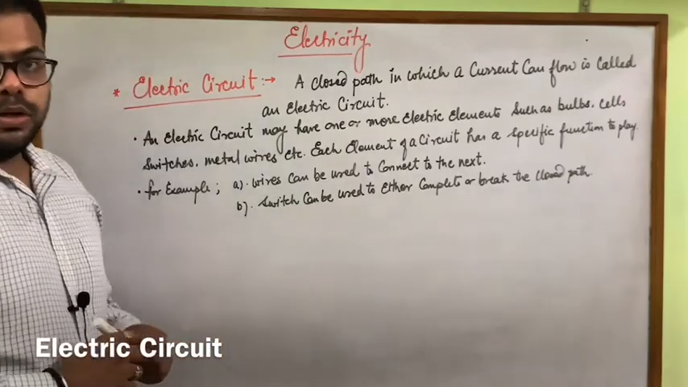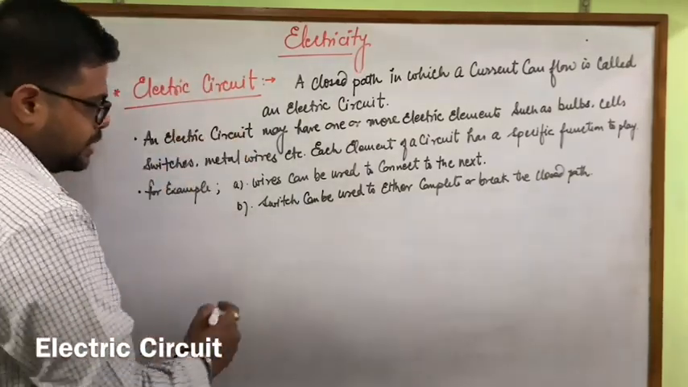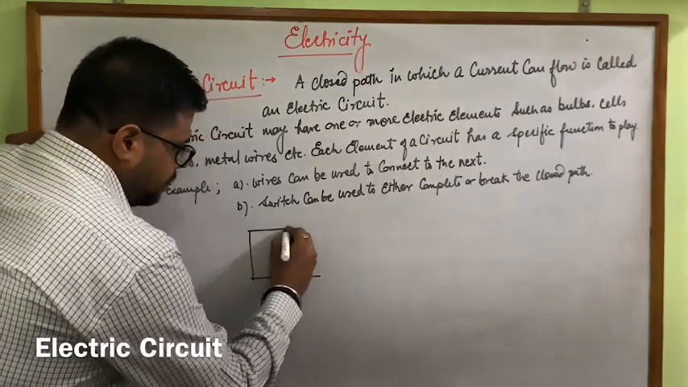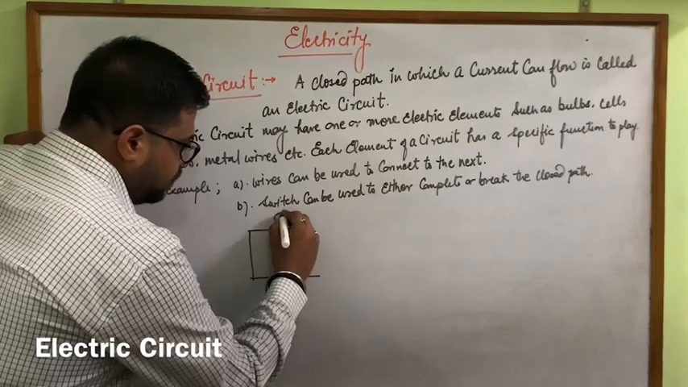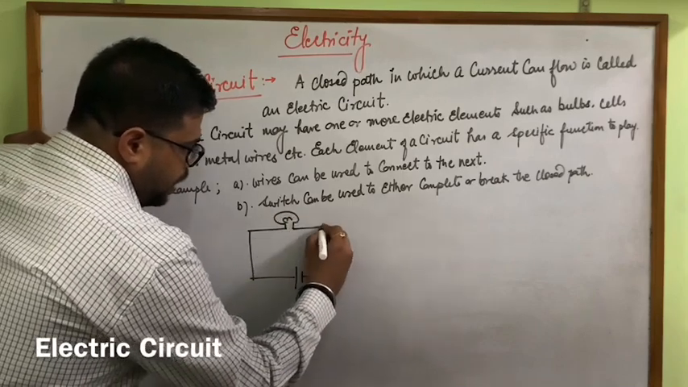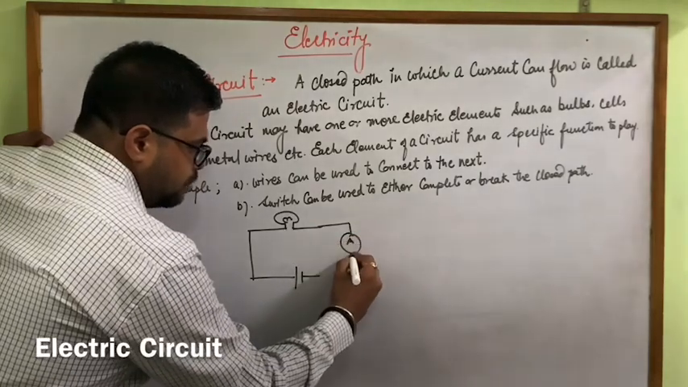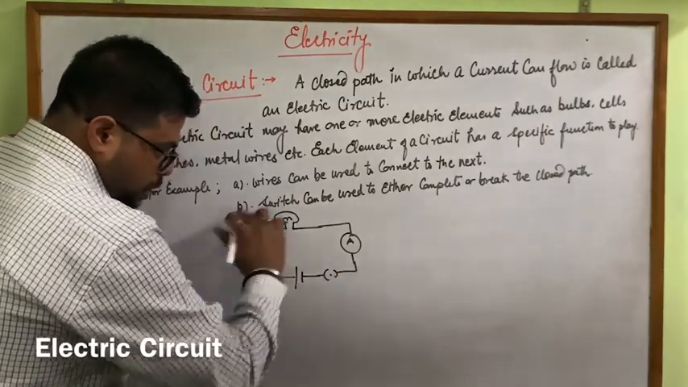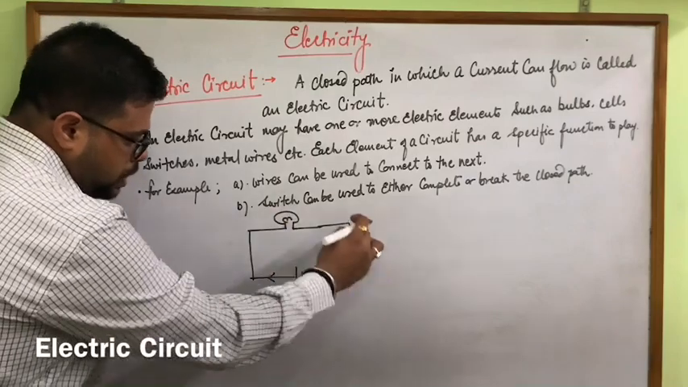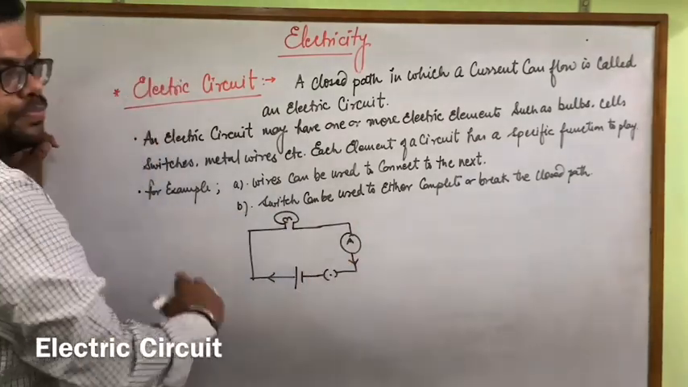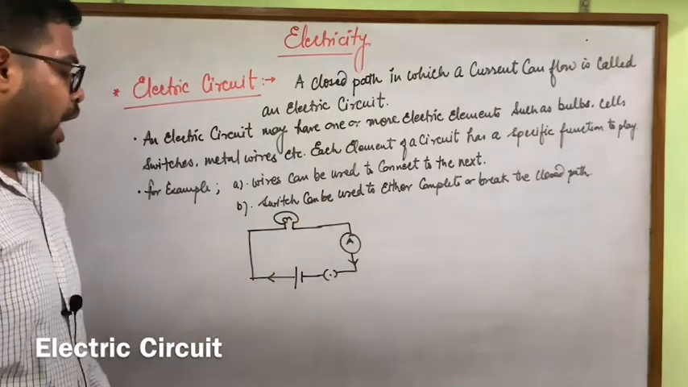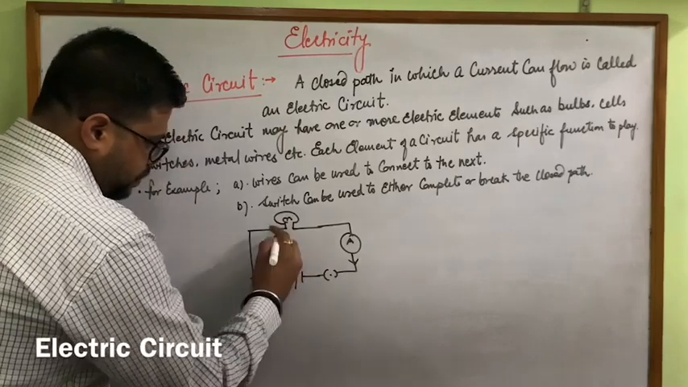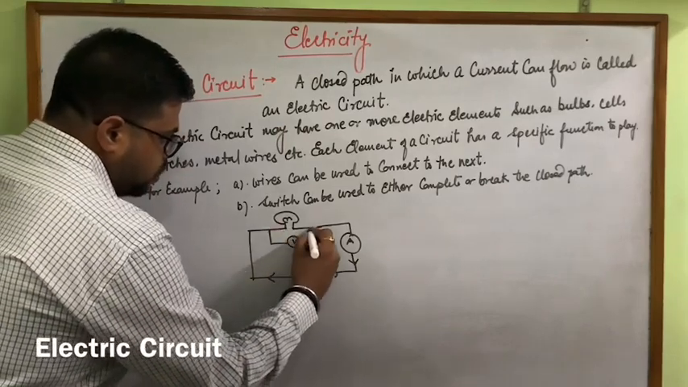Here I am drawing one particular schematic diagram of an electric circuit. Look here, this is the source, the cell, and here I am joining one particular electric bulb, and here is a particular device known as a meter, and here is a switch. So the continuous and closed path is known as the schematic diagram of an electric circuit. And here in parallel one more device, which is known as a voltmeter.